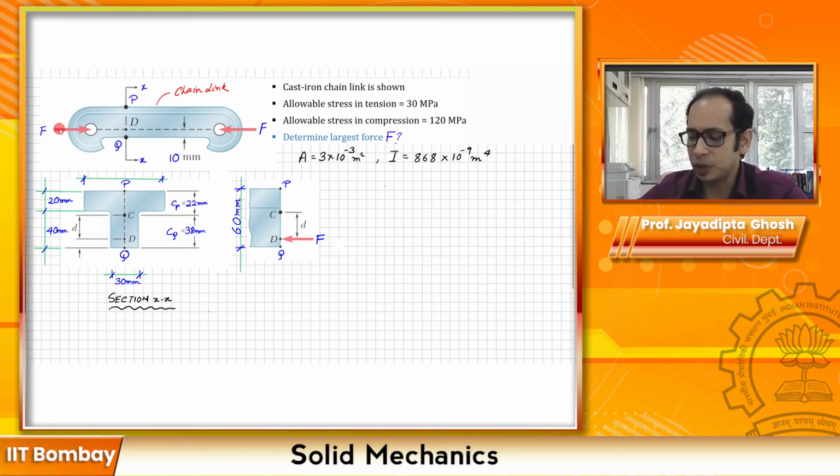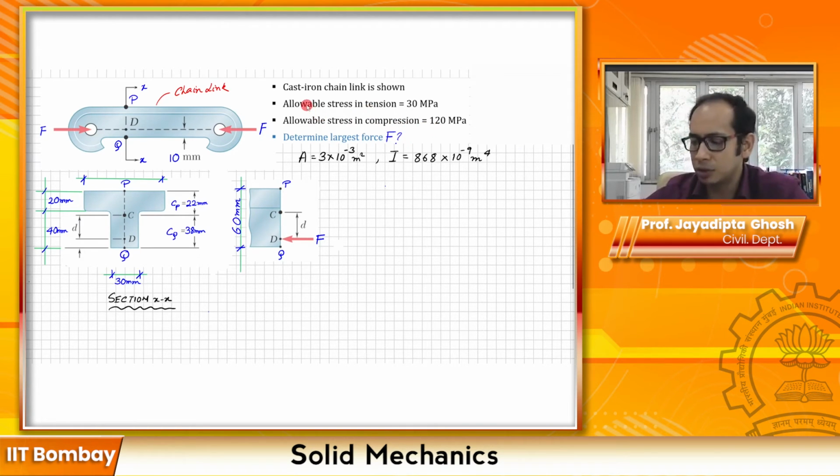Now you can already imagine how this is going to go down. If you're not applying the forces exactly at the centroid, this is going to bend into something like this over here, right? As a result of applying this load, you have different stresses and strains which are going to happen. Now let's see what the problem says. The problem says that the allowable stress in tension is 30 MPa. You can understand that the tension is going to happen at the top over here, and the compression is going to happen at the bottom, right? And the largest allowable stress in compression is 120 MPa.